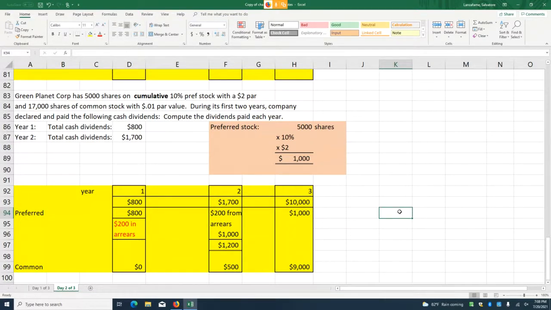All right, so we'll end here. Next week we'll talk about treasury stock, and I think that will put a nice bow on this material.